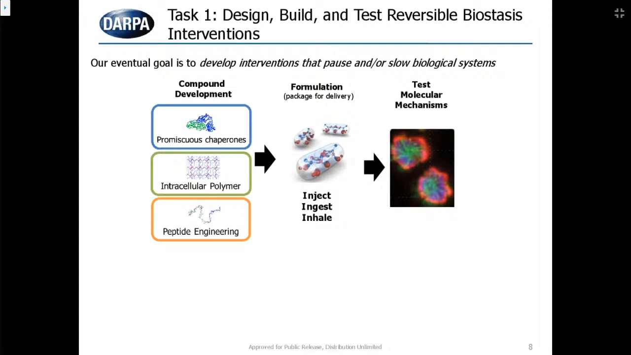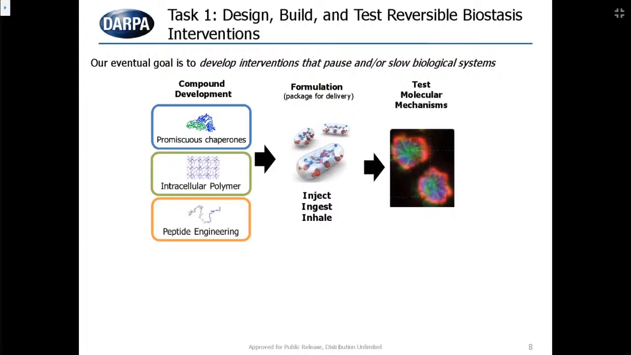Now, we use examples here of ingest, inject, or inhale, but in reality, the route of administration will largely depend on the interplay between the actual product mechanism, its form, whether it's a small molecule, polymer, et cetera, and the recipient system. So some products like biocompatible polymers may be most effective as acute interventions for wounds and would be formulated as a gel to be applied directly to the injured tissue and then stimulated to form a cross-link network, while others, such as small molecule chaperones or peptides, would be potentially administered in large volumes via intravenous routes to achieve the ideal distribution, kinetics, and concentration.